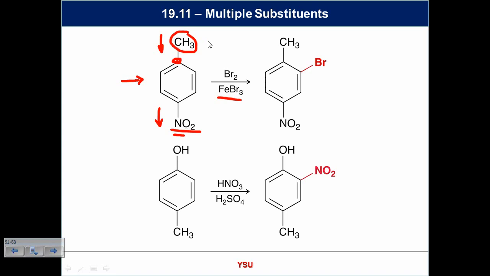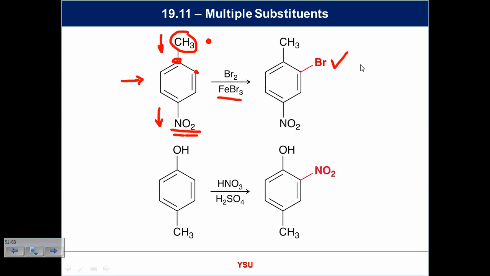So that's okay. This will be ortho directing. And what is the directing effect of the nitro group? Meta. The meta position is open. But look at this. Coincidentally, the meta position for the nitro is also the ortho position for the methyl group. So you get a pretty clean reaction where both of them guide to the same place. So you can expect that to be useful. That's a high-yielding reaction.